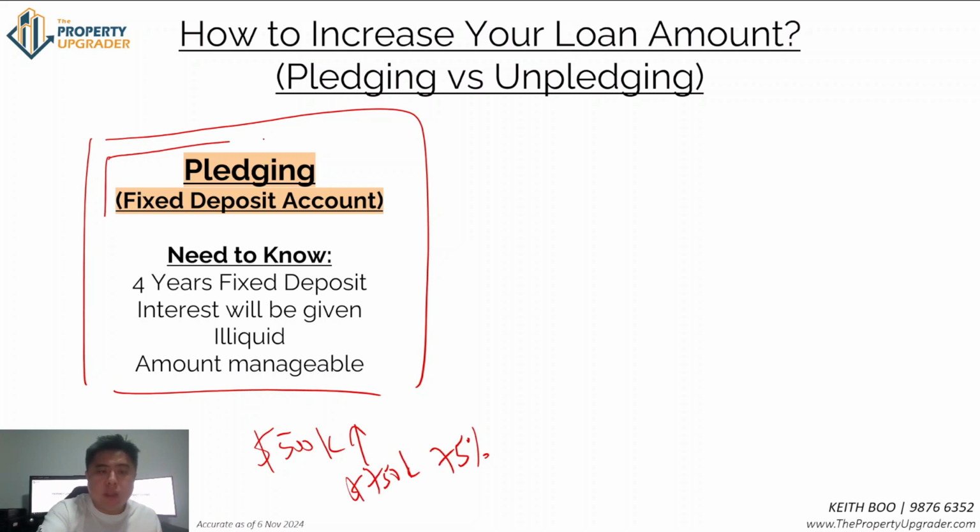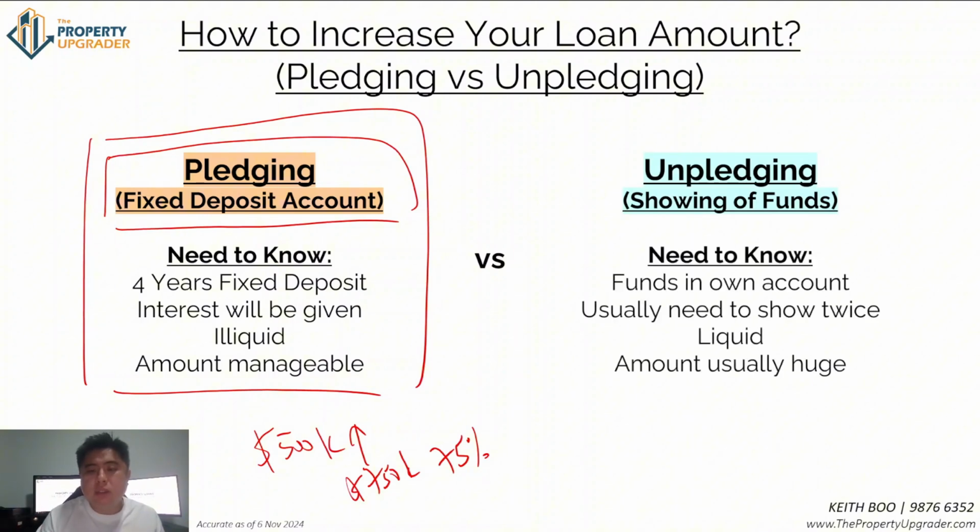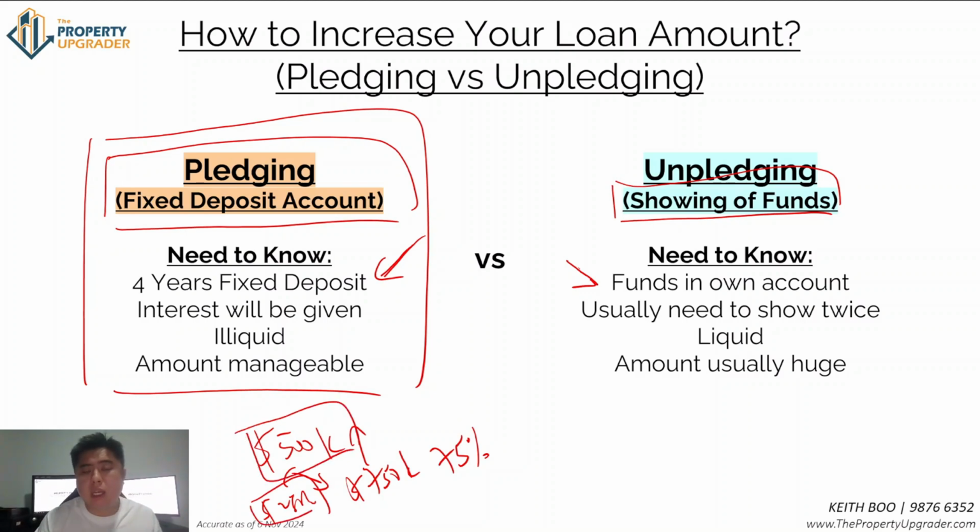So for pledging, you will have to put an amount of money with the bank. All right, so the exact amount I will show you in the example later, but you just have to understand the concept first. Right, so the second one is unpledging, which is showing of funds. Okay, so what these do is that instead of putting your money into a fixed deposit, now you will only need to show the funds to the bank, to show that you have a certain amount of cash sitting in your bank account, so that they will be comfortable to give you this additional 250,000 additional loan on top of this 500 that you can get initially.